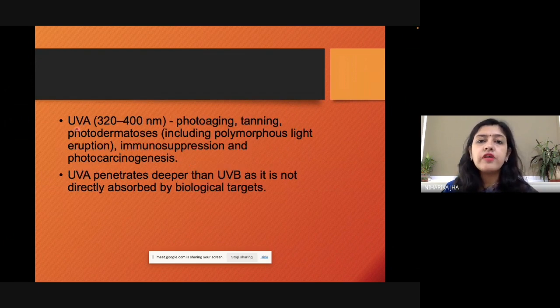If we talk about UVA, the wavelength of the UVA varies between 320 to 400 nanometer, and it is associated with photoaging, tanning, and photodermatosis such as PMLE or polymorphic light eruption. It is also responsible for immunosuppression and photocarcinogenesis. Since UVA is not directly absorbed by the various biological targets, it penetrates deeper than the UVB radiation. While the UVB is absorbed by the biological targets and hence it is not able to penetrate deeper into the skin.